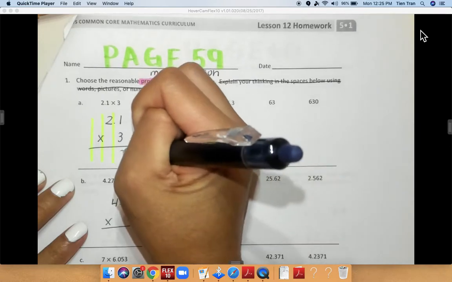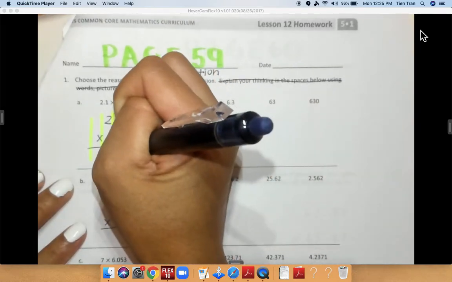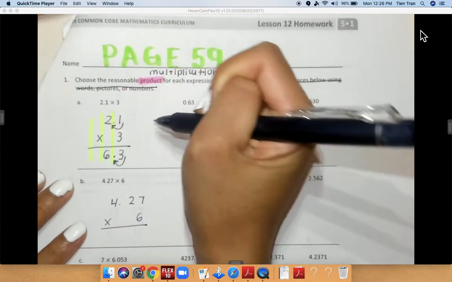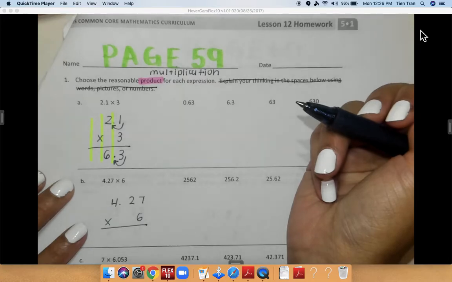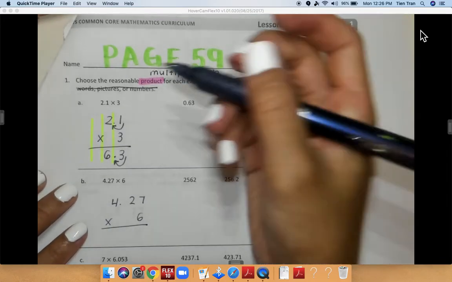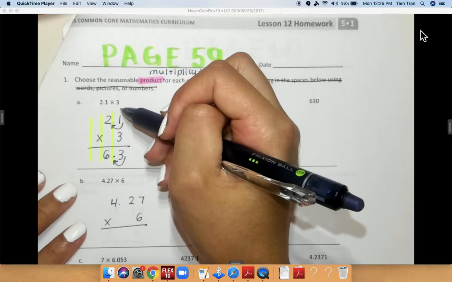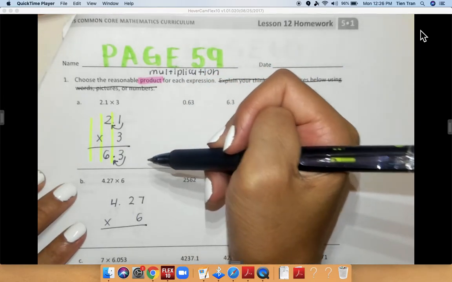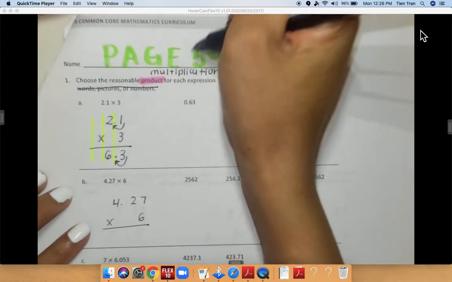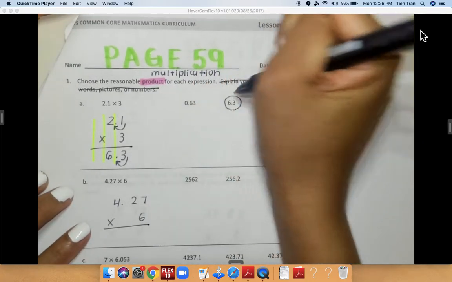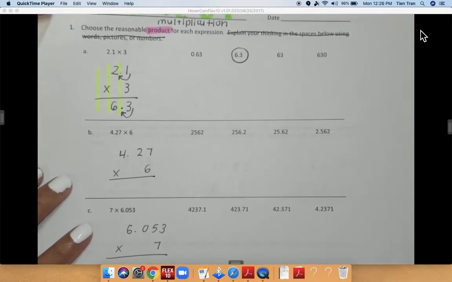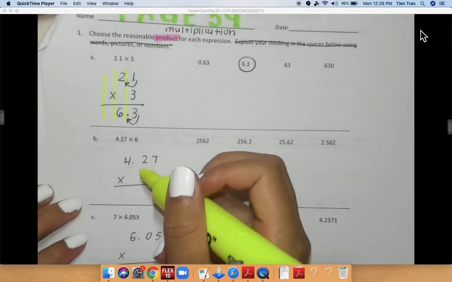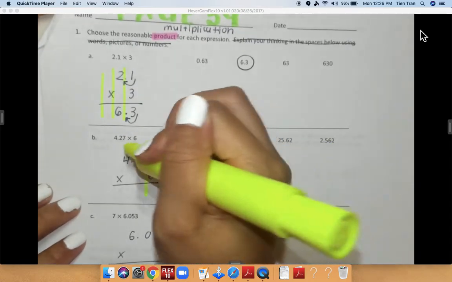3 times 1 is equal to 3, and 3 times 2 is equal to 6. I'm going to move my decimal over once, just like my problem. I'm going to do the same thing to my answer. And the reason being is you're multiplying 21 tenths times 3. And 21 tenths times 3 is going to give you 63 tenths. And this is 63 tenths. So now I'm going to circle the correct answer, which is this one right here. 63 tenths.